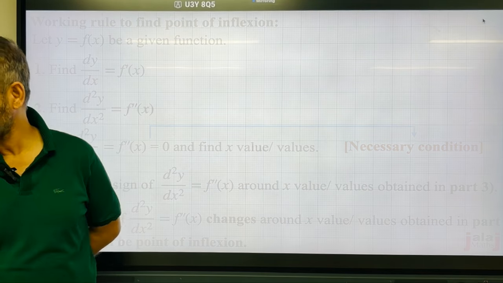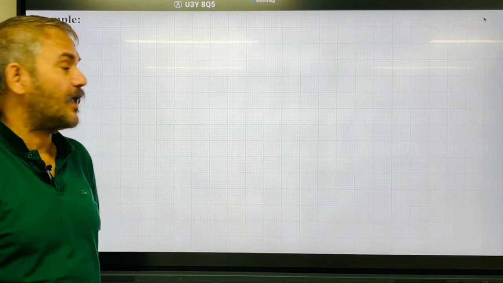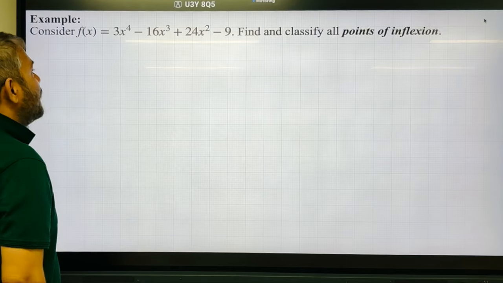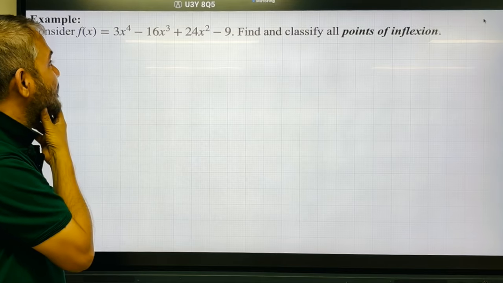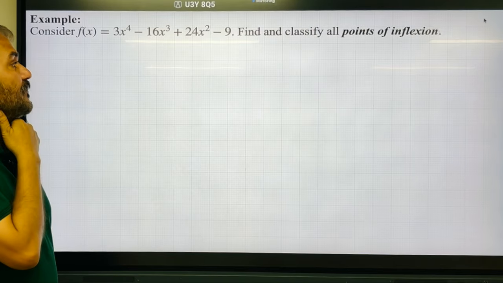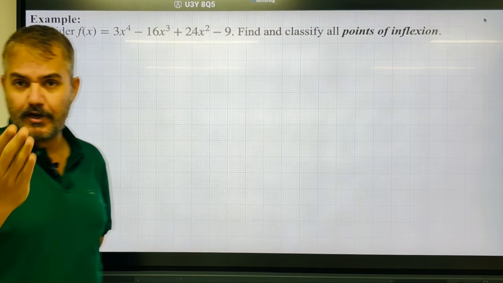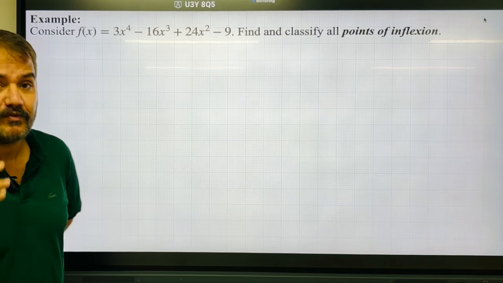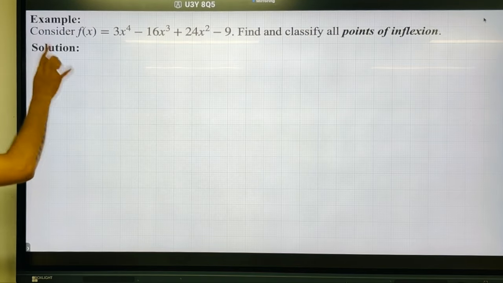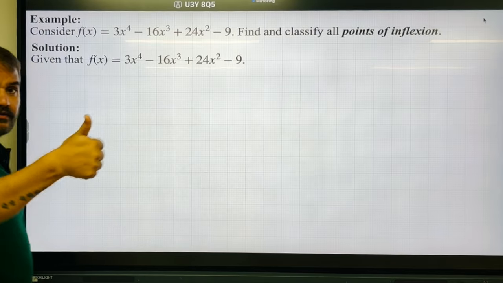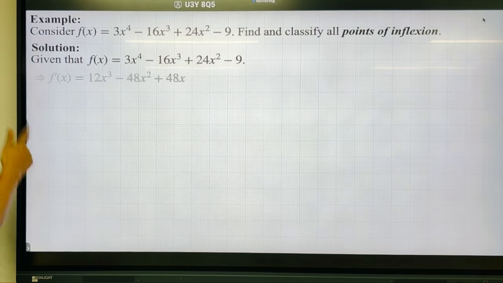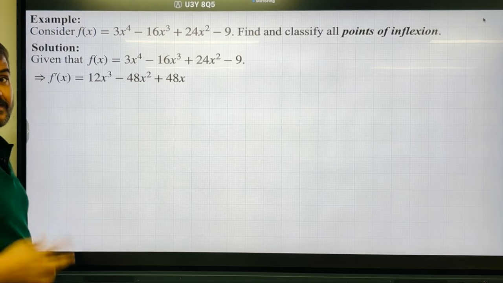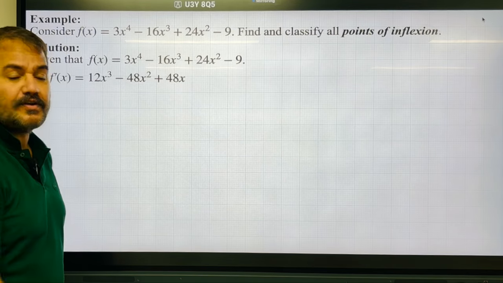Moving further, let's explore this more with the help of this example. Consider a function 3x^4 minus 16x^3 plus 24x^2 minus 9. Find and classify all points of inflection. When it says classify, means we need to classify whether it is a stationary point of inflection or a non-stationary point of inflection. So let's start. This is your function f(x). So first step is differentiate this. So your f prime x will be 12x^3 minus 48x^2 plus 48x. Second step is you differentiate this again.